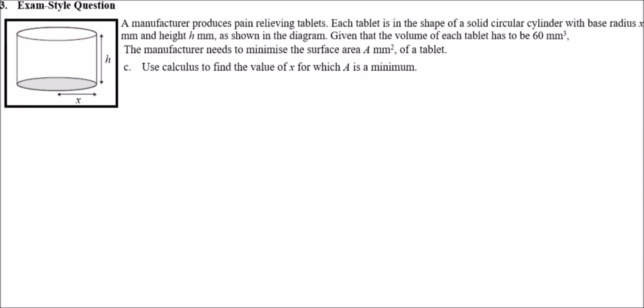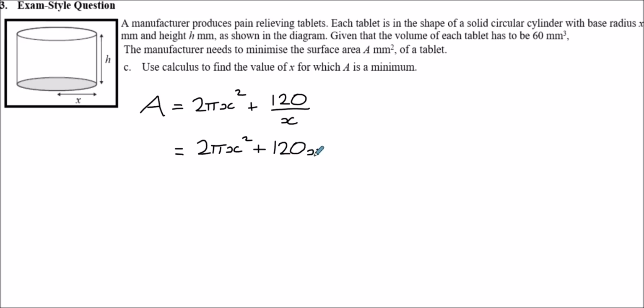Part C, we now need to use calculus to find the value of x for which A is a minimum. And so we've just worked out what the surface area A was. So let's just recap what we had for A. And so A equals 2 pi x squared plus 120 over x. Now if we just write this in index form to make it easier to manipulate, we have 2 pi x squared plus 120 x to the power minus 1.